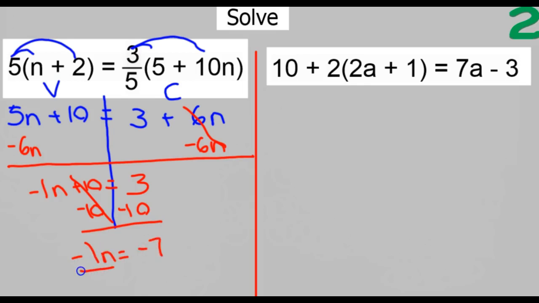Now, to get n by itself, I need to divide by negative 1. N equals negative 7 divided by negative 1. Two negatives make a positive. So n equals 7.